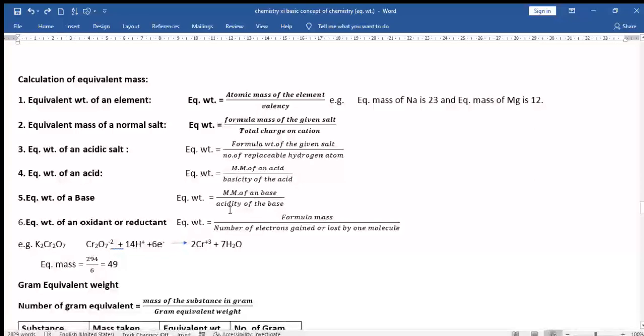Next is the equivalent weight of a base. A base, when dissolved in water, or we can say a base in solution, produces hydroxyl ions. How many hydroxyl ions it will furnish in the solution is known as the acidity of the base. So to find out the equivalent weight of the base, we have to write down the molecular mass of the base divided by the acidity of the base.